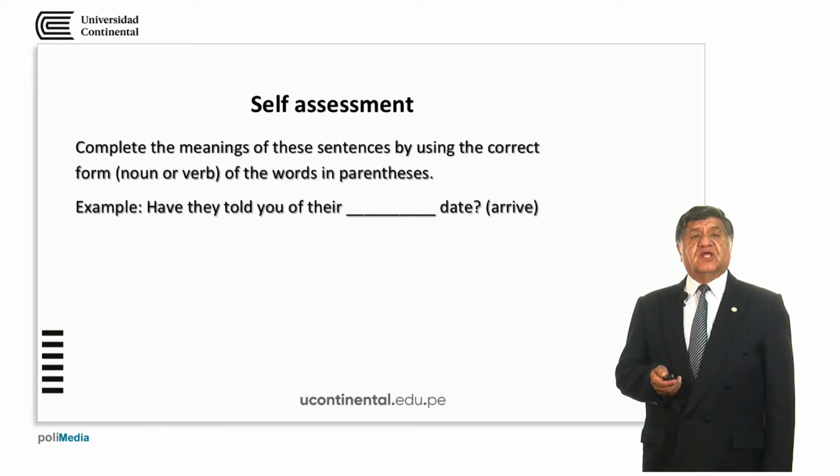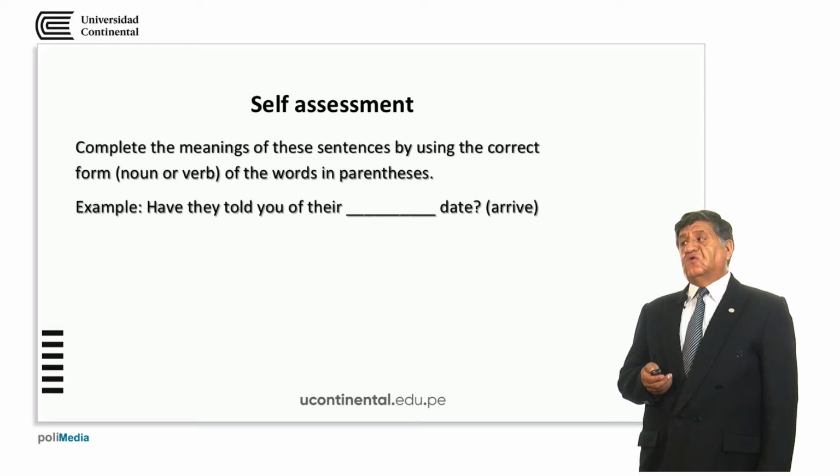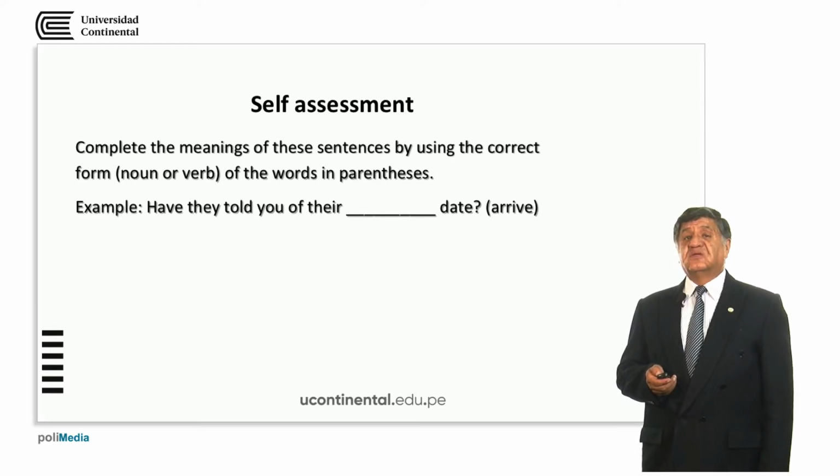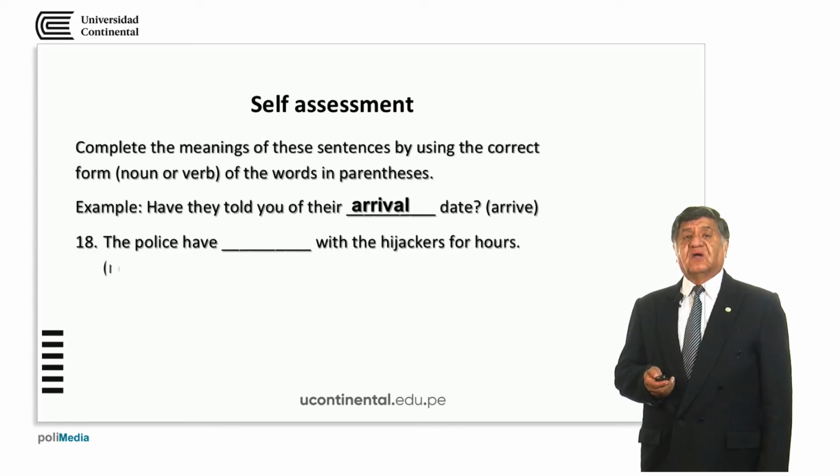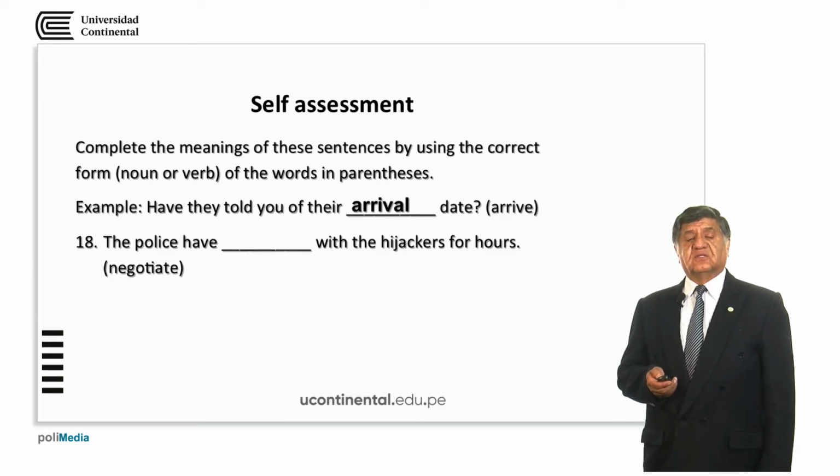We have also corrections of the meaning using nouns or verbs, and we can use the words in parentheses. For example, have they told you of their date? What's date? It's a particular day, mentioning the day, the month, and probably the year, if necessary. Arrival, okay. Arrive is the root, -al is the affix or suffix.